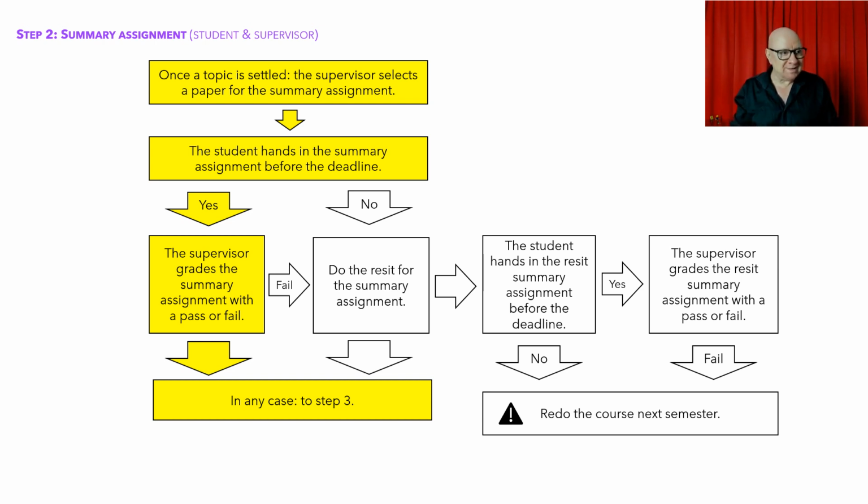Now, if you miss the deadline the first time or you failed the first time, you do continue to the next step and you just do the reset. If you then again fail the reset or miss the deadline, then you have to redo this mini course next semester. So you basically fail the course, and also you cannot start writing your thesis in the next semester. Your supervisor is the one that grades the summary assignment.